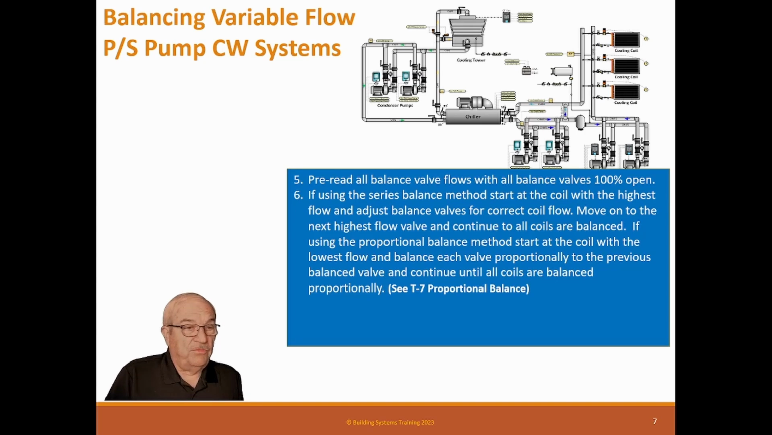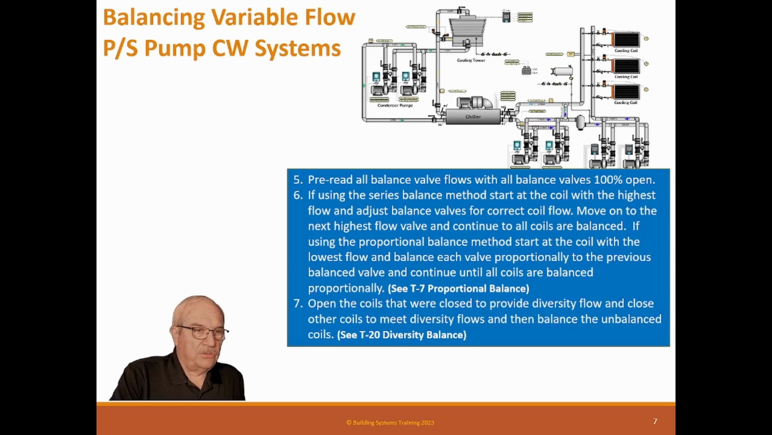If you only have a few valves, you can almost do series in your head, but if you have a whole bunch of valves, series gets to be really complicated. So proportional is probably the preferred method. I'm not sure a lot of guys use the proportional method, but in both cases, you have to run back and forth a little bit. In proportional, you're running between the two valves you're doing. In series, you're running between all the valves as you get back and forth, so that's why proportional is better.